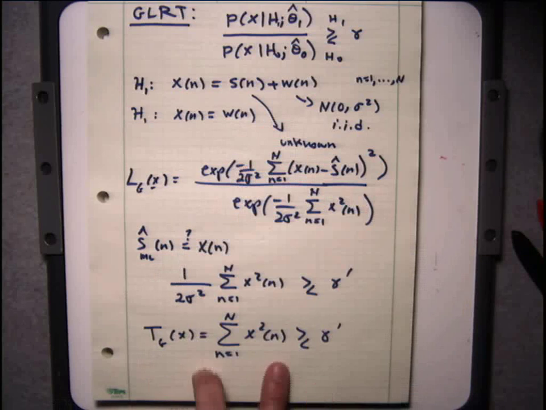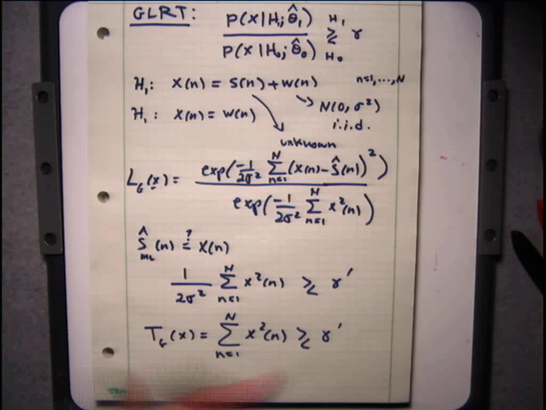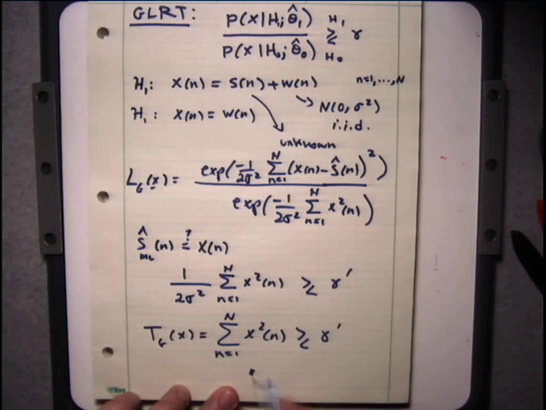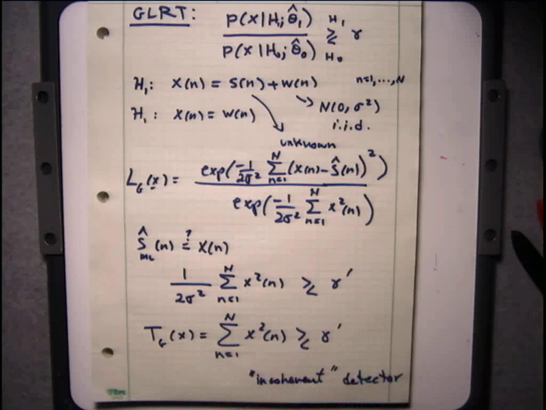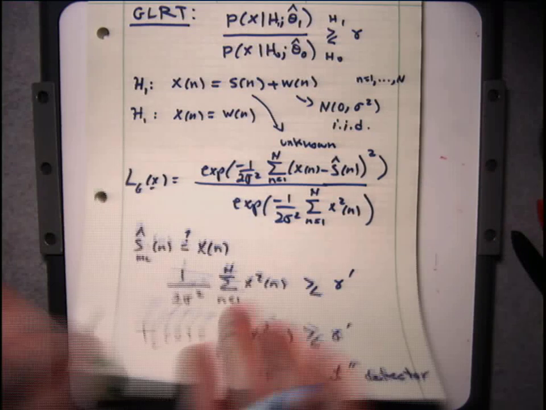This kind of detector, which computes the energy, is called an incoherent detector, because it doesn't care what particular order these samples occur in. In other words, the phase of the samples x of n doesn't really matter. All you're doing is squaring and summing the values. You may have heard the term incoherent. It ignores the phase, and only computes the magnitude or the energy.